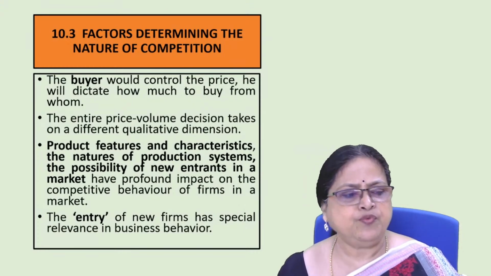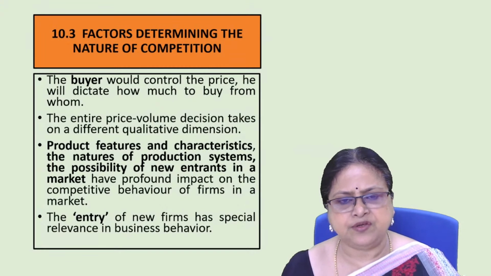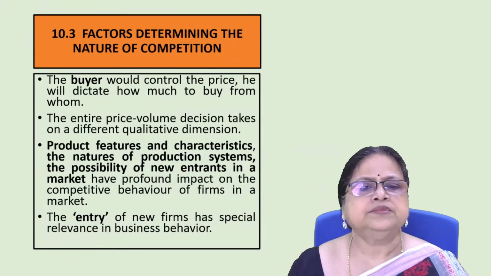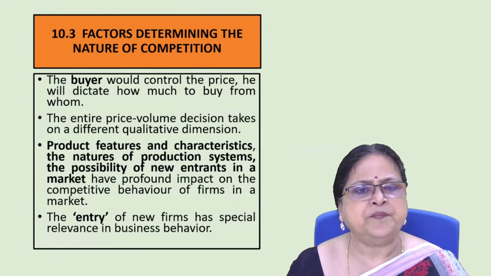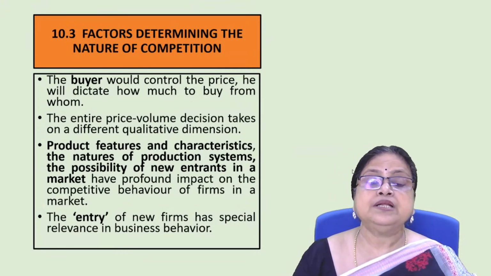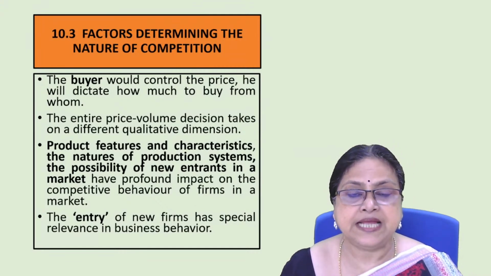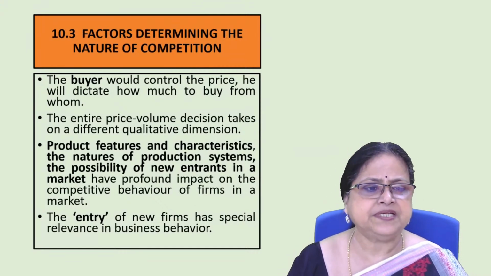Now let us go to the next: what are the factors that determine the nature of competition? Why are the markets behaving like this? What are the factors on the basis of which we can say the competition is becoming like this: perfect competition, imperfect competition, etc.?